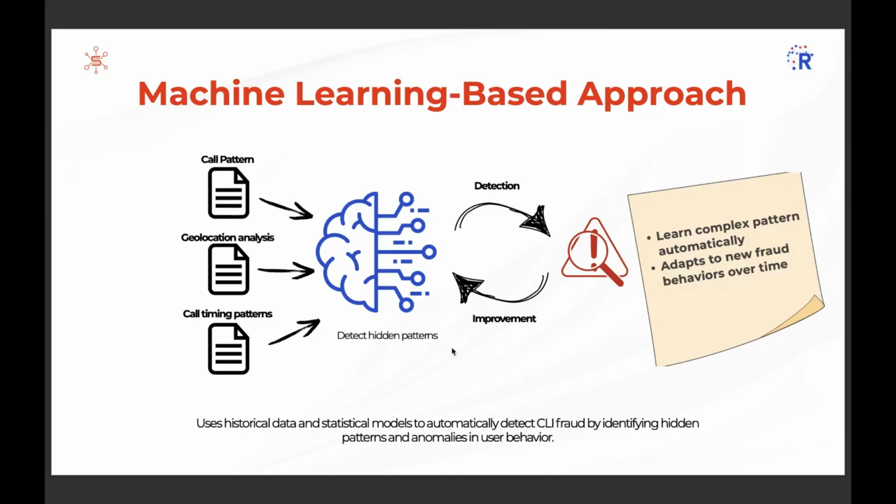So what makes machine learning really powerful is that it gets better over time. So there is a feedback loop. Every time the system flags a call as fraud and it's confirmed, that result goes back into the model, which learns from that and adjusts. So the more it sees, the smarter and more accurate it becomes.